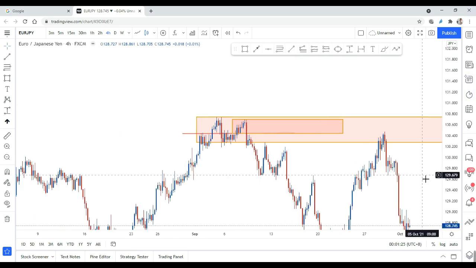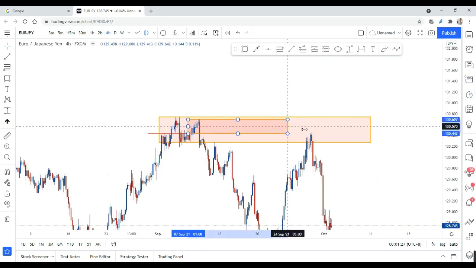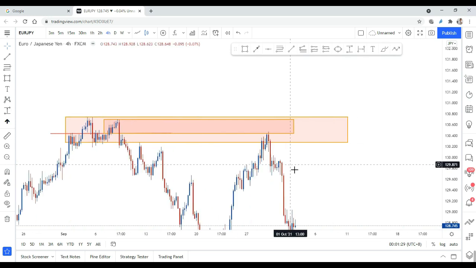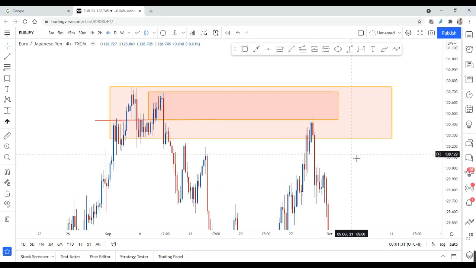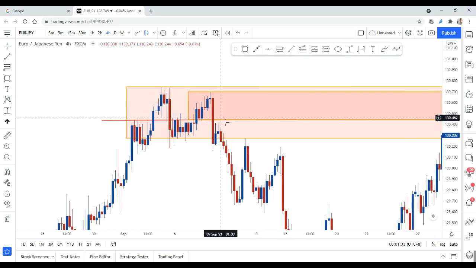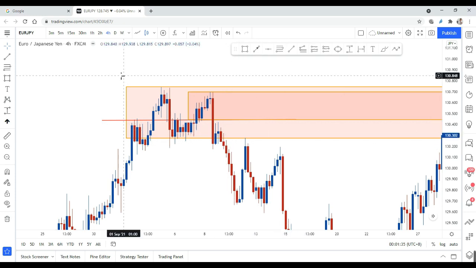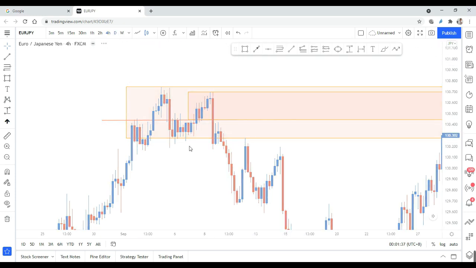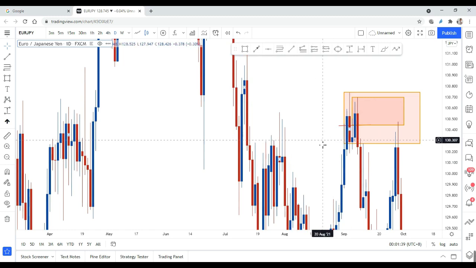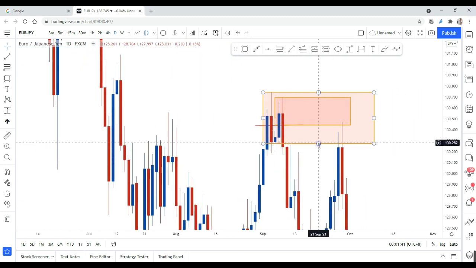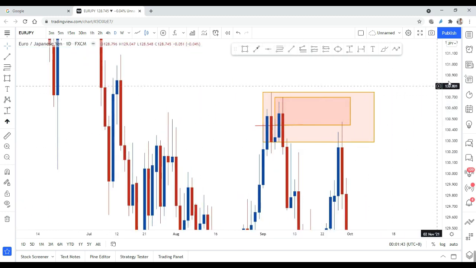Something interesting over here, but you do not know how to trade, right? So the second type of confirmation: just now we were watching from the daily supply and demand, right?